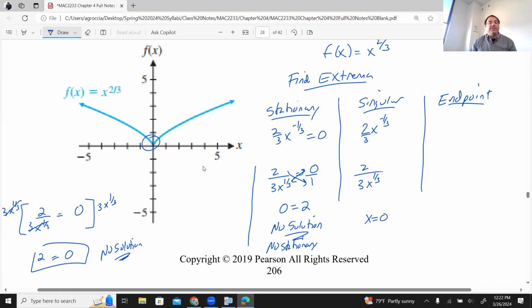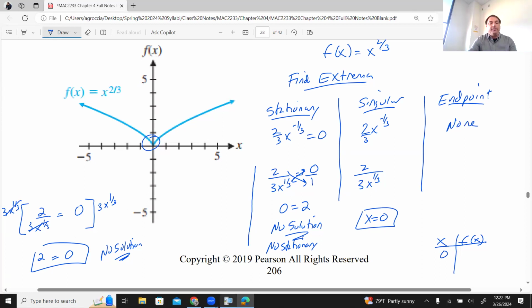0. 0 raised to the 1/3 is 0. 0 times 3 is 0. 2 divided by 0 is undefined. So we're going to make a table in a little bit, and we'll plug it in. And then endpoints. Were we given any domain or anything like that? None. So the only point we have is 0.